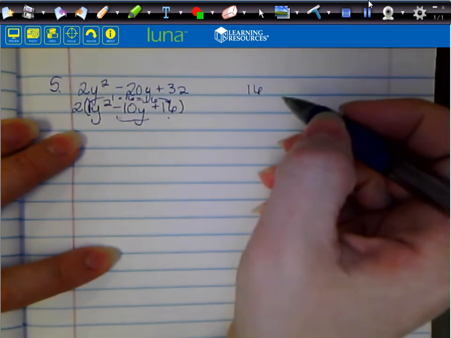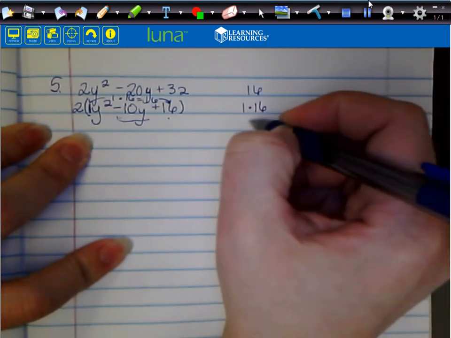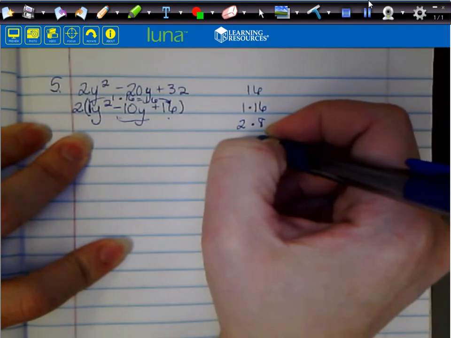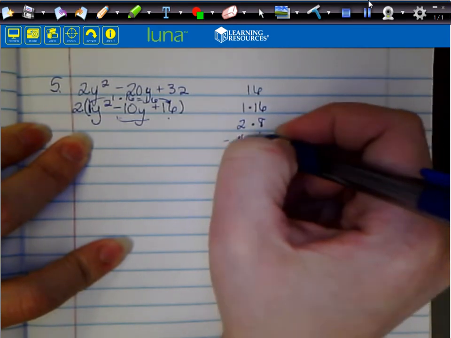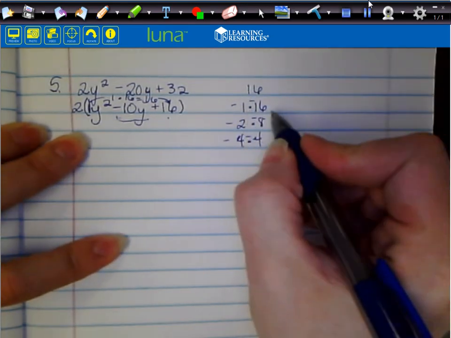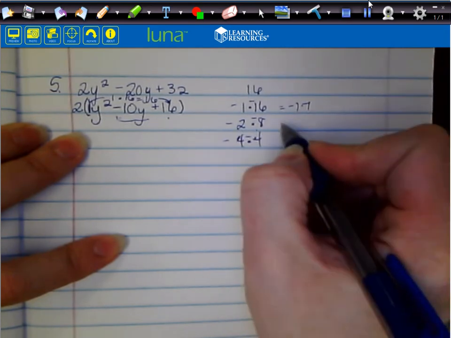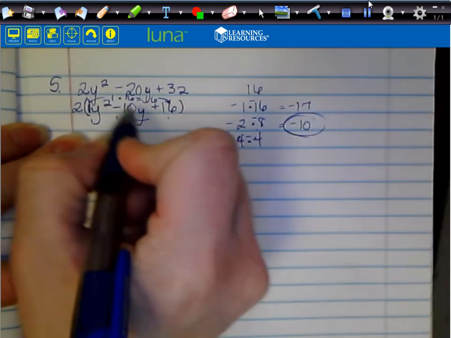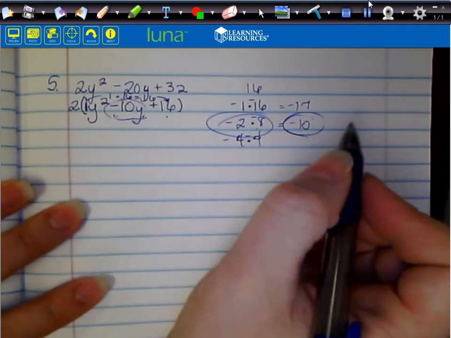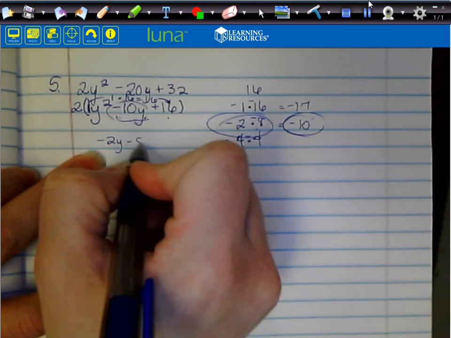So we have to be a little bit clever here and realize that when we multiply a negative times a negative, it's going to give us a positive. So because we have to get a negative 10 here, we're going to have to look at all of our terms as if they are negative. So negative 1 plus negative 16 is going to give me negative 17. Negative 2 times negative 8 is going to give me negative 10, and that's what I need right here. So that's what I'm going to look at as my factors. So I have negative 2y and negative 8y.